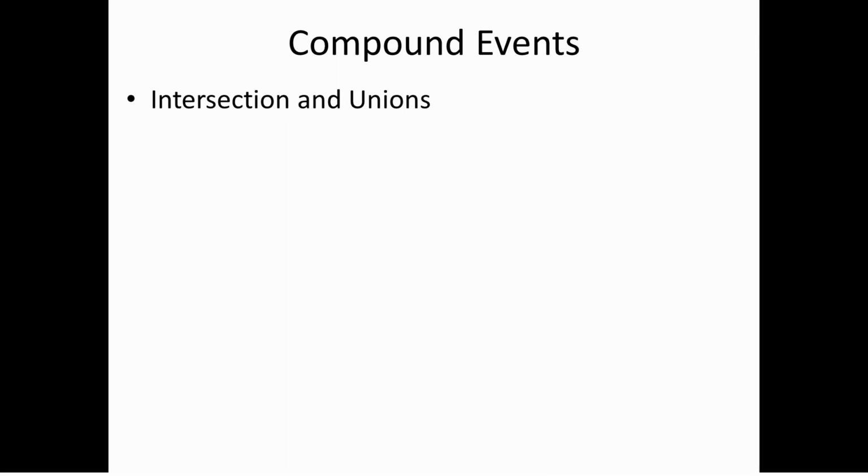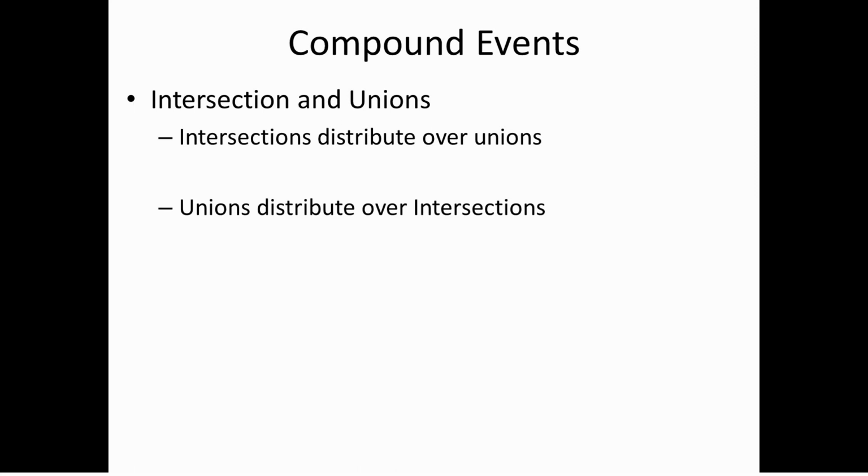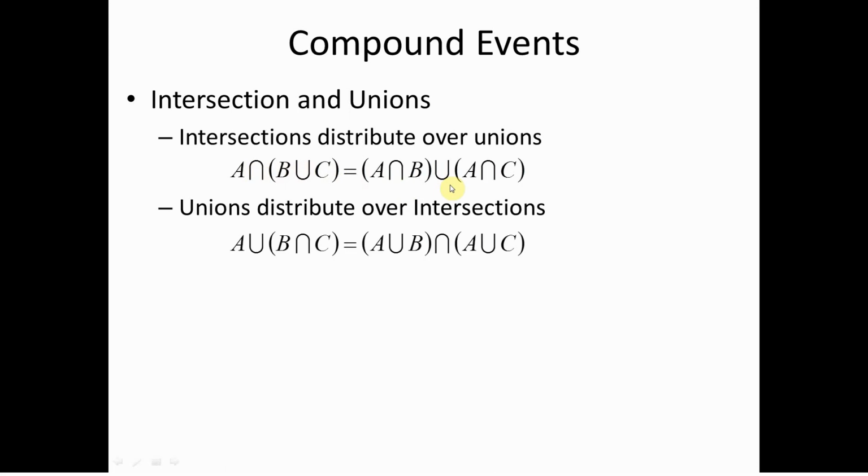Now, we can look at intersections and unions together, and there are 2 important facts to know mathematically. The first is that they each distribute over the other. First of all, an intersection distributes over a union. It's important to understand this. You could think about this as multiplication and addition, in a sense. And unions distribute over intersections. You can prove this mathematically, by the way. We're not going to. It's a little tedious to prove, but you can in fact prove that.